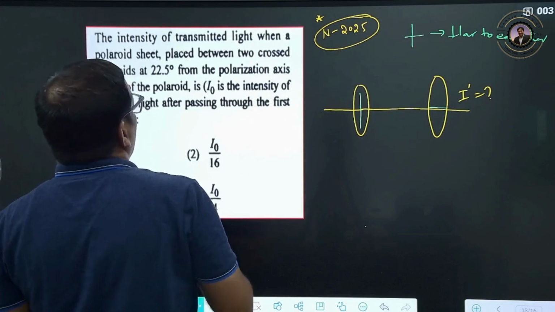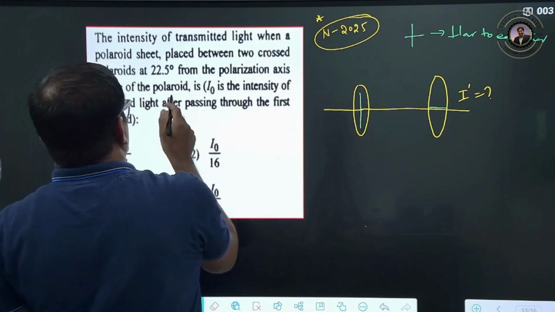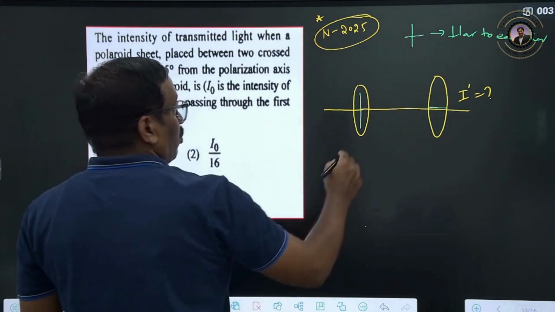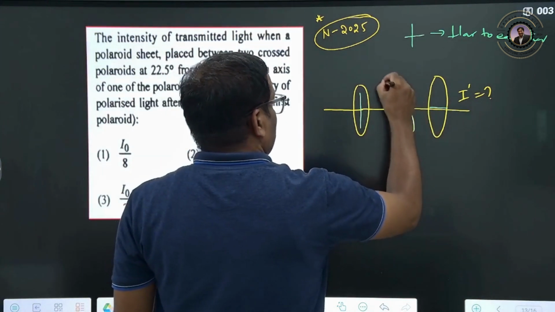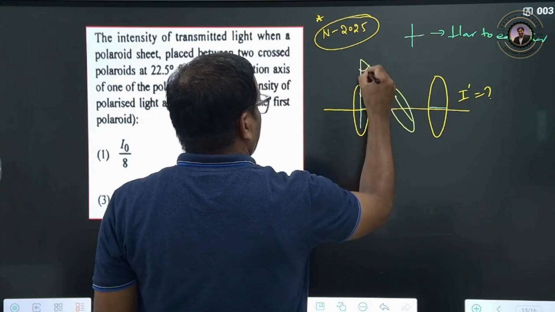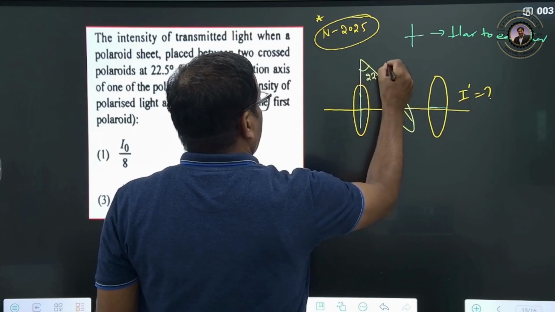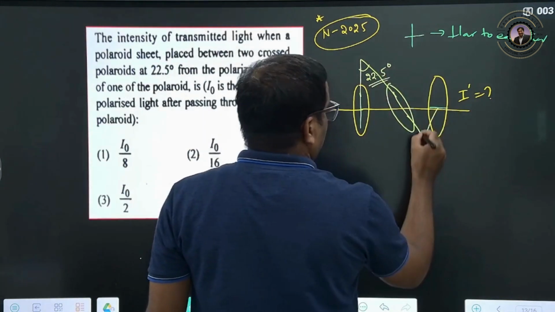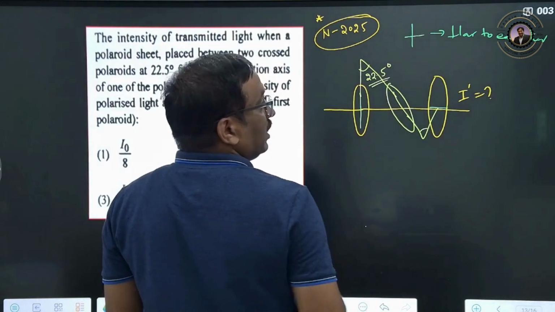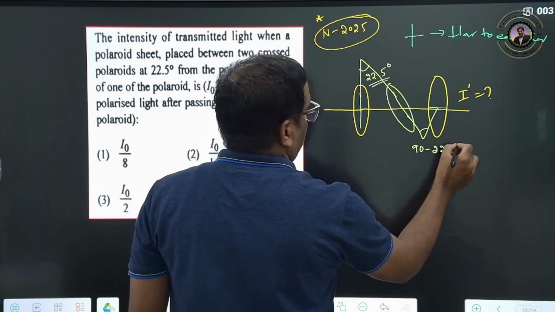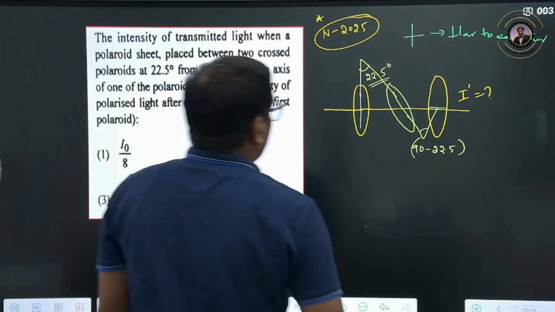So now the intensity of transmitted light when the polarized sheet is placed between the two crossed ones, at an angle of 22.5 degrees from the polarization axis of one of the polaroids. So that means what is being done now? Here we are going to keep one more polarizer. What angle is given now? He said that angle is 22.5 degrees here. Clear? Definitely this is 90 degrees, so the other angle will be 90 minus 22.5 degrees. Keep it like this only. Clear?